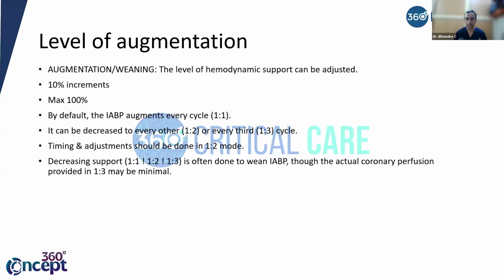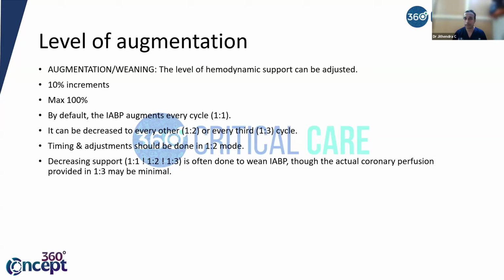So why is this important? It is important because the amount of balloon inflation is what is pushing the blood. The blood is getting displaced. So that is the blood which is coming back and doing the coronary circulation. That is what is helping your heart function. That is what is reducing your afterload. So all this depends upon how much the balloon is getting inflated. So that is the level of augmentation. I told you usually we keep it at maximum, 100%.